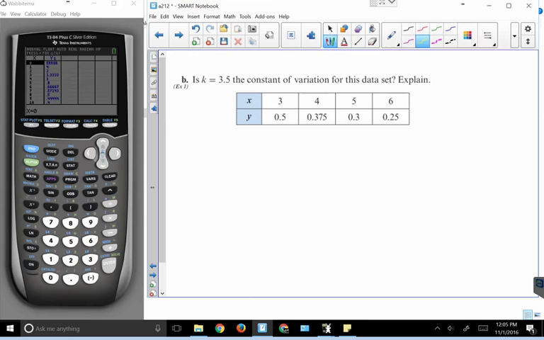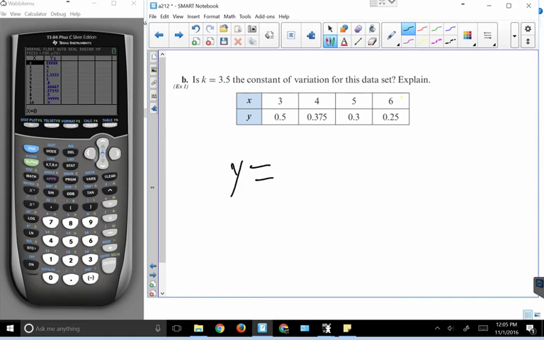I want to know if this is going to work. 3, 4, 5, 6. Is it going up? Yes. 0.5, 0.375, 0.35, 0.25. Is it going down? So it appears that it should be an inverse variation equation. As the numbers go up, it gets smaller. So that means it should look like, probably would help if I had a color you could see, right?